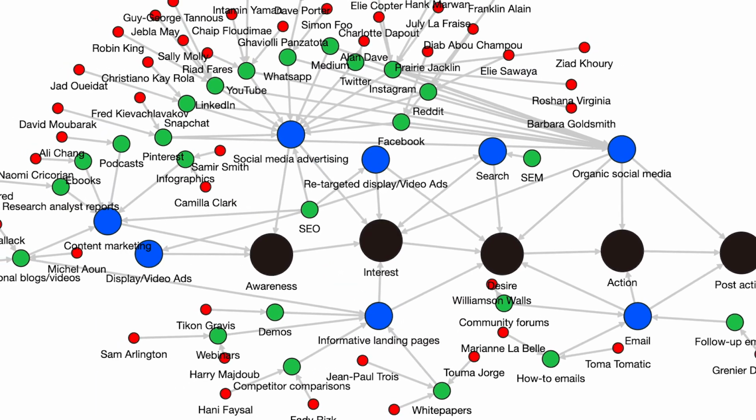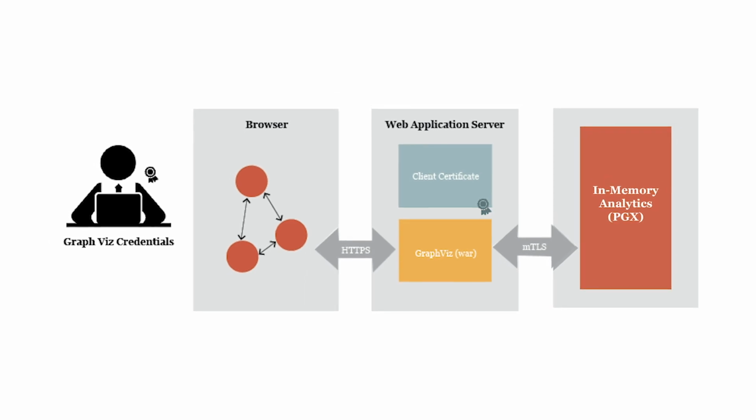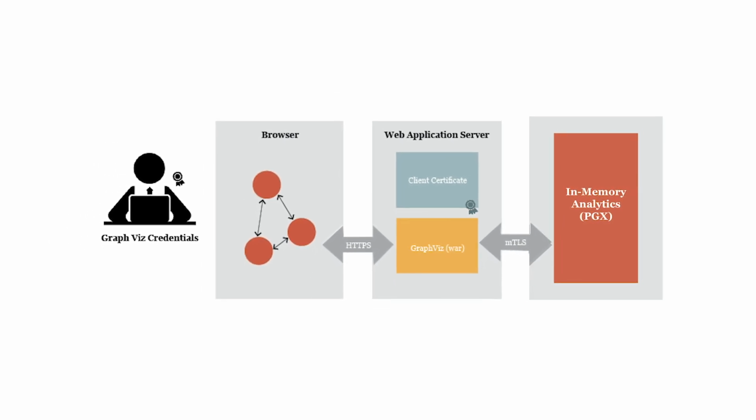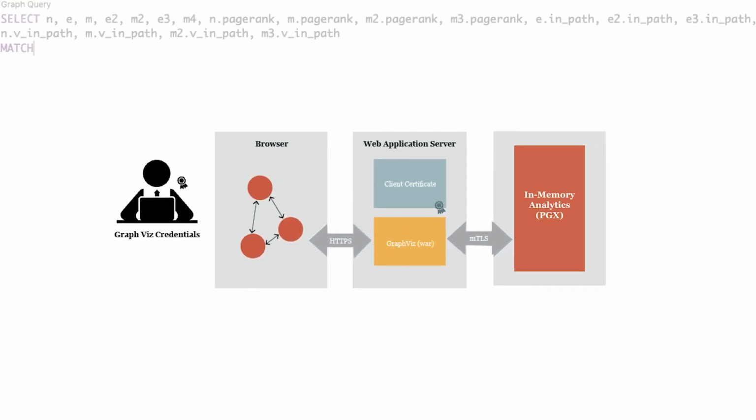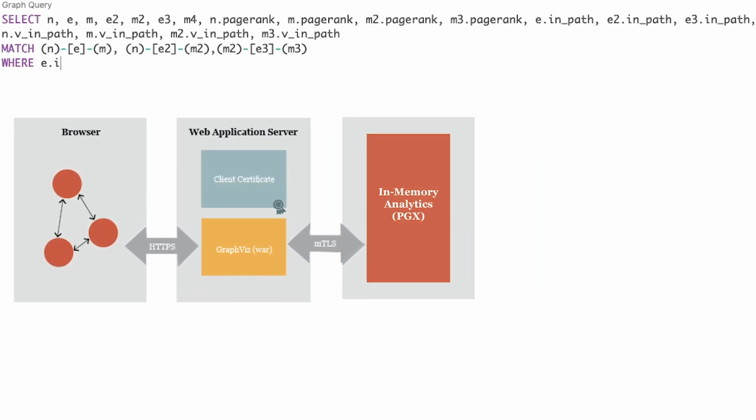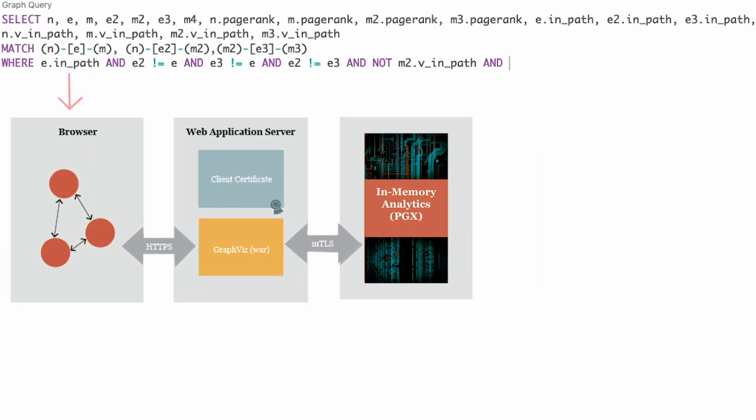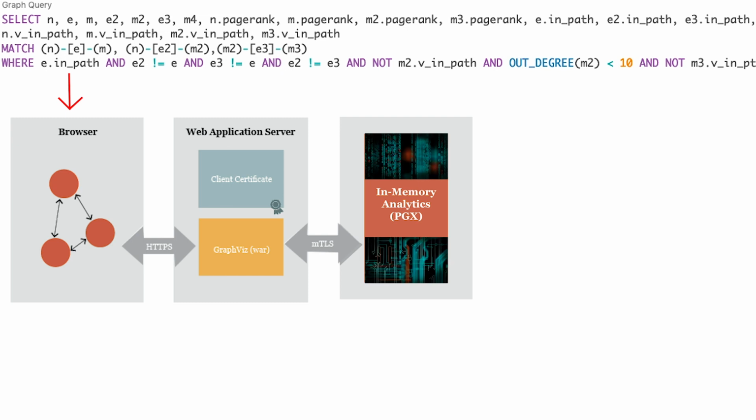But how does it work? GraphViz has a web interface and REST endpoint executing PGQL queries in the server. The in-memory analytics server, PGX, enables you to perform high-speed analytics on a graph loaded into its memory.